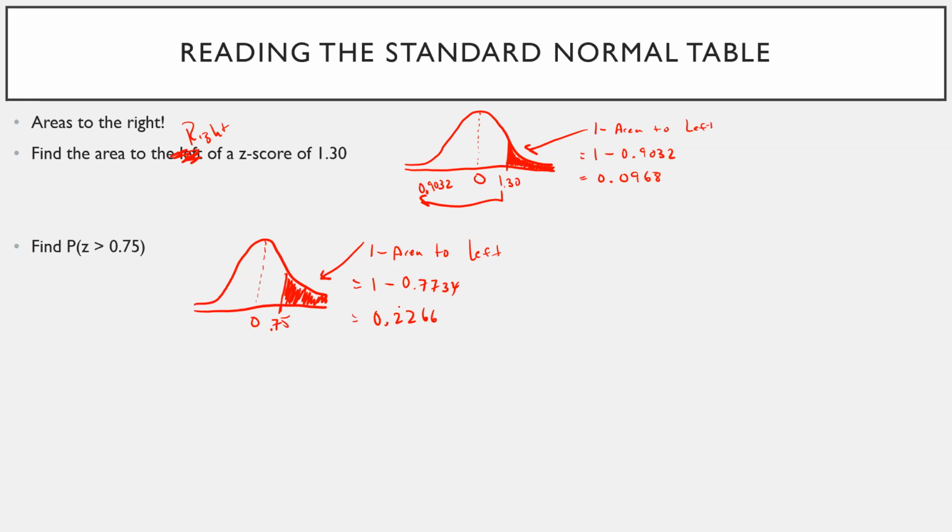So look, even though the table only gives area to the left, you can use it to find area to the right. And that's it. Okay.